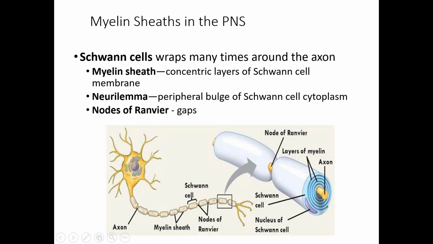In the peripheral nervous system, that cast, or that myelin sheath, is formed by Schwann cells. So Schwann cells form myelin sheaths, wrapping themselves around, and each of them is a separate cell. Between them there will be tiny gaps called nodes of Ranvier. And that bulging for the nucleus of the Schwann cell is called neurolemma. Cytoplasm is bulging.